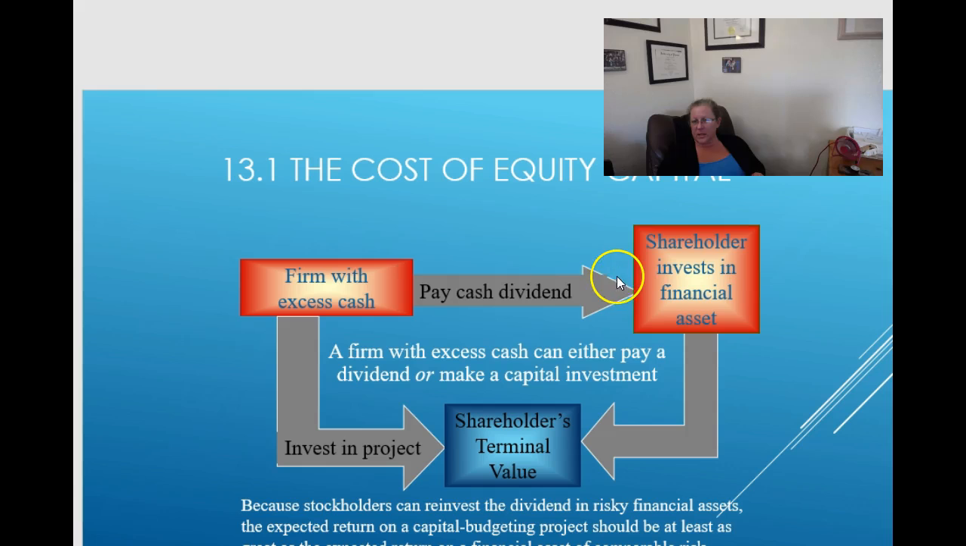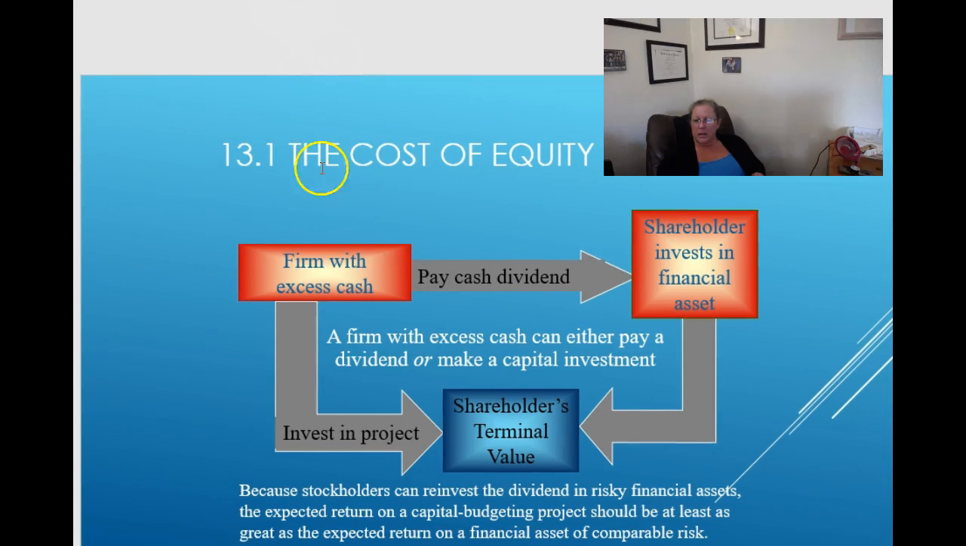If they pay a dividend, the shareholders can then invest in financial assets, and this would ultimately increase the shareholders' end value, or they can use the money to invest in a project, which would also increase the shareholders' terminal value. This is because the shareholder can reinvest the dividend in some other type of risky financial asset.